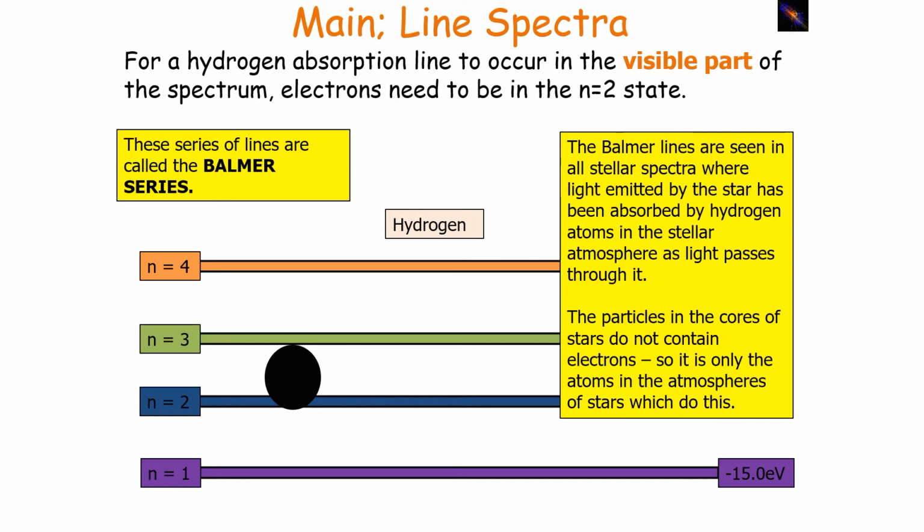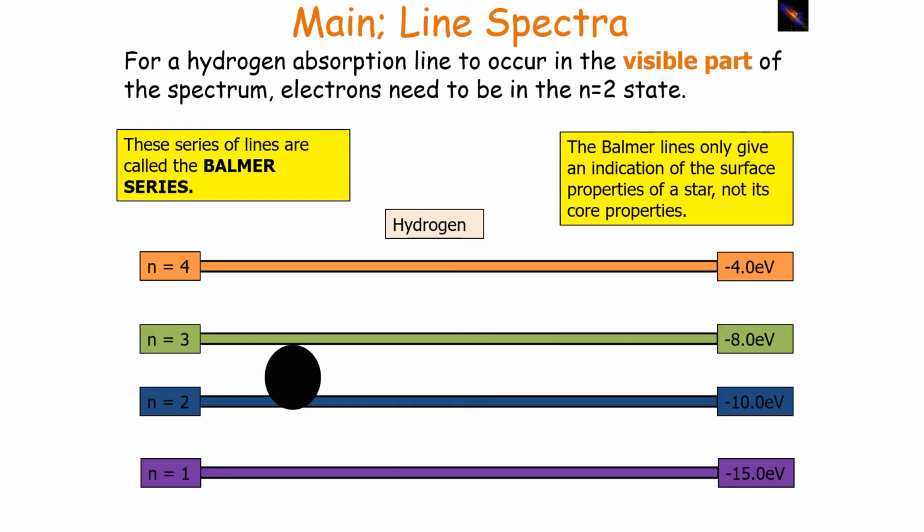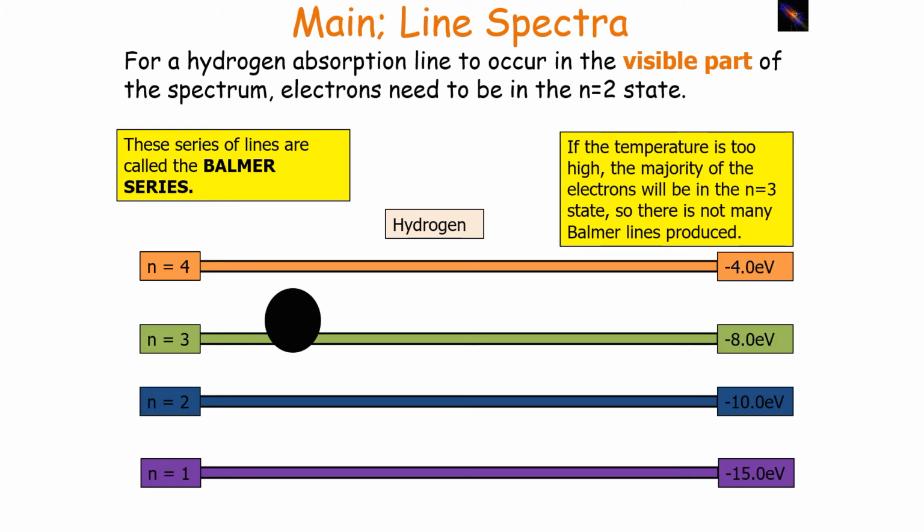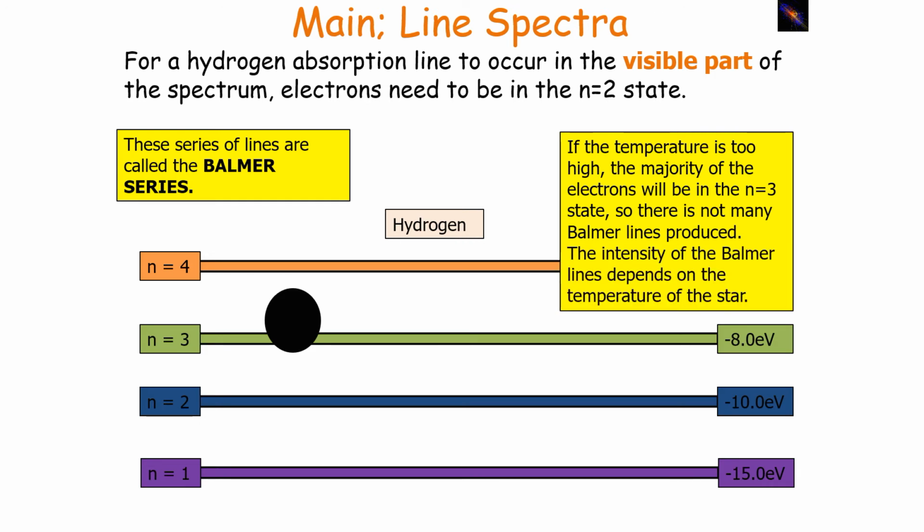Now particles in the cores of stars do not contain electrons. It's only in the atmospheres of the stars where this effect takes place. So the Balmer line gives an indication of the surface properties of a star, not its core properties. Now as the Balmer lines can only occur in n equals 2, this is an excited state, which means the atoms must be at a high temperature where collisions between atoms give the electrons additional energy. If the temperature is too high, the majority of electrons will be in the n equals 3 state, so not many Balmer lines are produced. The intensity of Balmer lines depends on the temperature of the star.